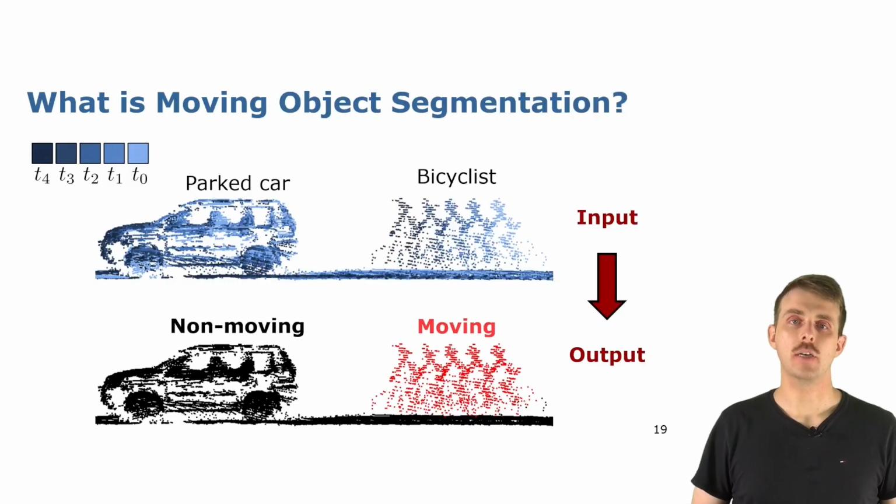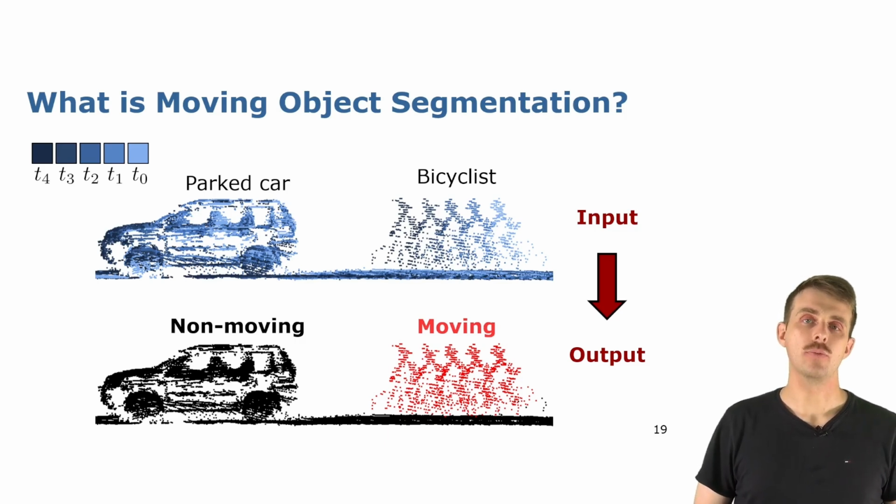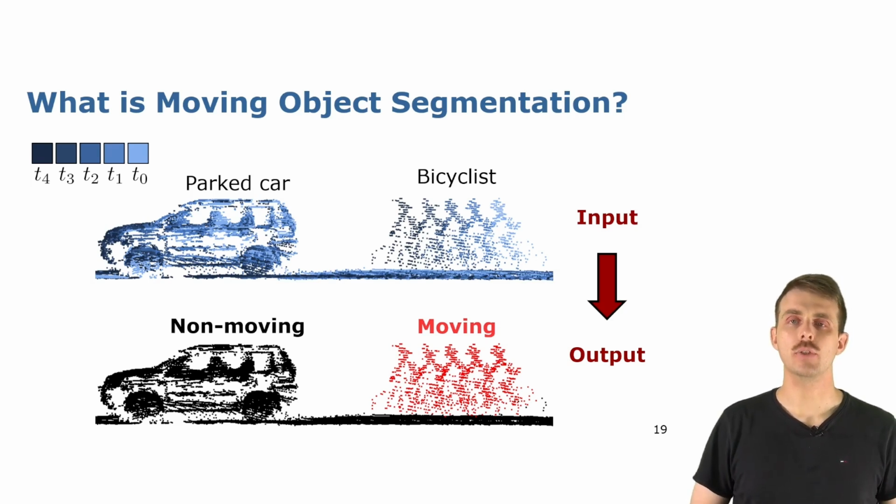Let us directly start with the first topic, and I would first clarify what the task of moving object segmentation really is. Here we see again our example from before, where we have our past point clouds that we measured, in this case 5, and we see the parked car and the bicyclist. Again, the blue color indicates the different timestamps the scan was taken, and the goal is now, given this as input, to decide for each point if it belongs to a moving object or not.